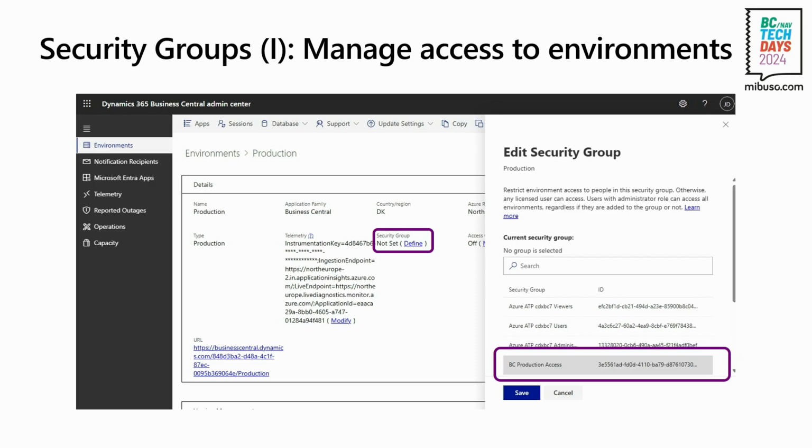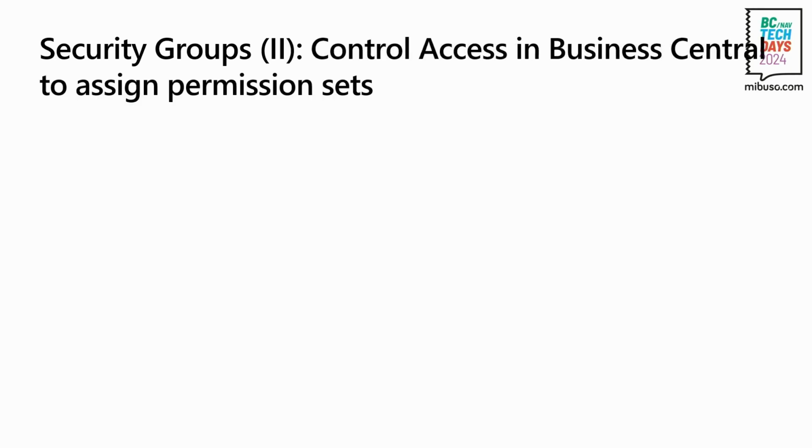And let's say another colleague has somehow deleted or renamed the security group. Then if users complain that they can't sign in, you can always come here and check, and it will give you a little warning saying, hey, you've linked a group, but we can't find it anymore, and you can set the correct one. So that was environment access.